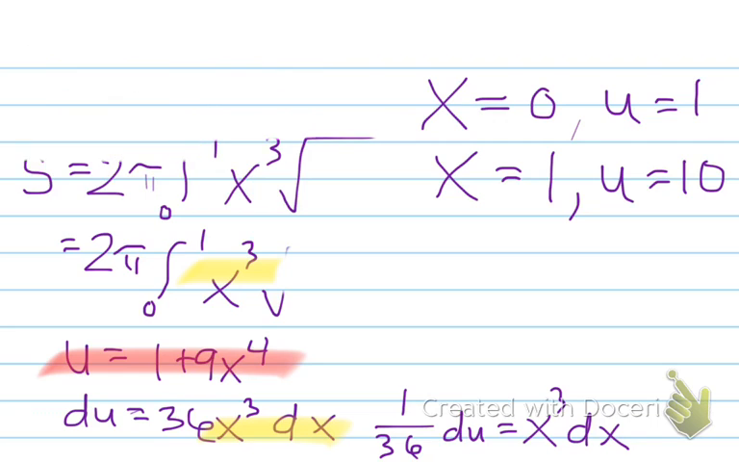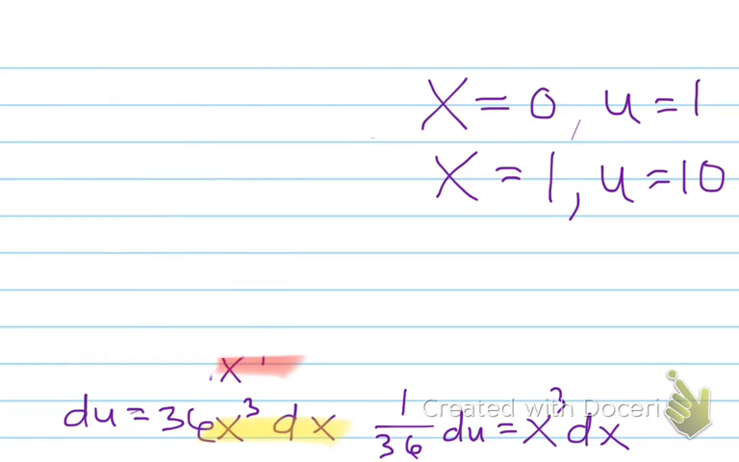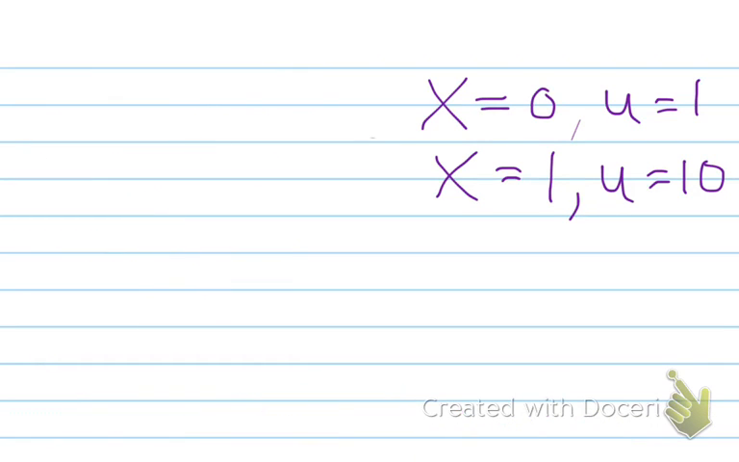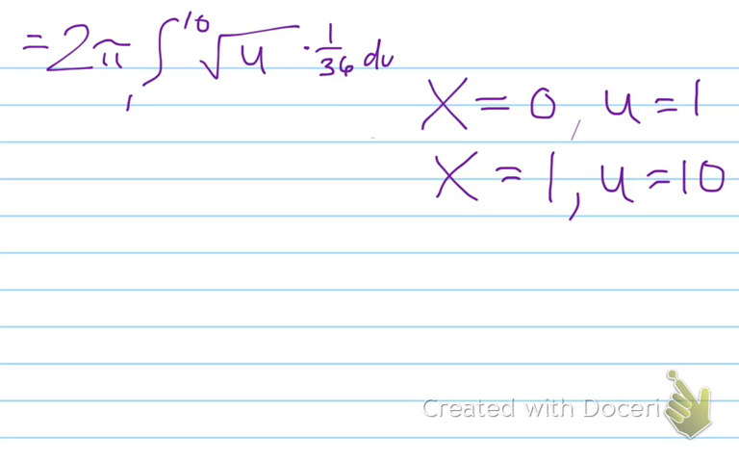So when I plug all of these new things back into my original equation, I get that s equals 2 pi times the integral from 1 to 10. Now the x cubed dx is going to be part of my du. So I have the square root, and my u was what was inside the square root, 1 plus 9x to the fourth, so it's just the square root of u, times 1 over 36 du. And that was using u substitution.